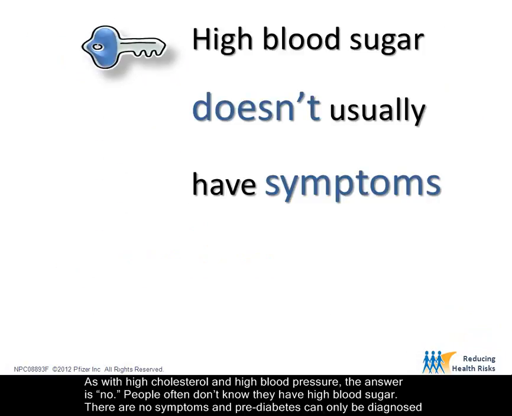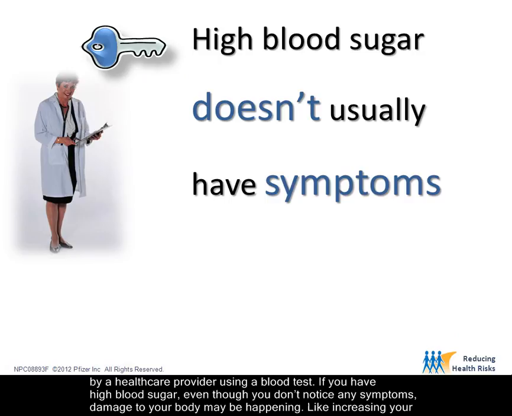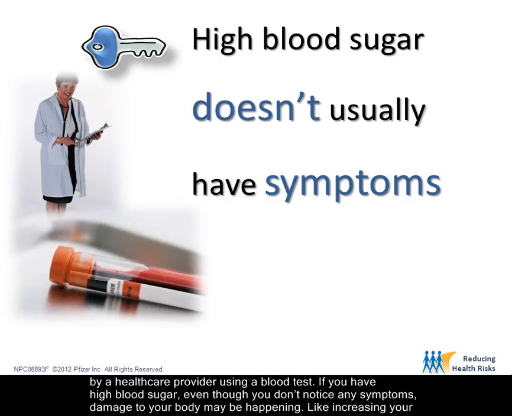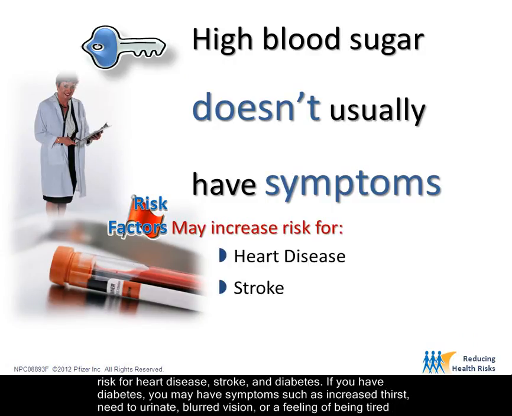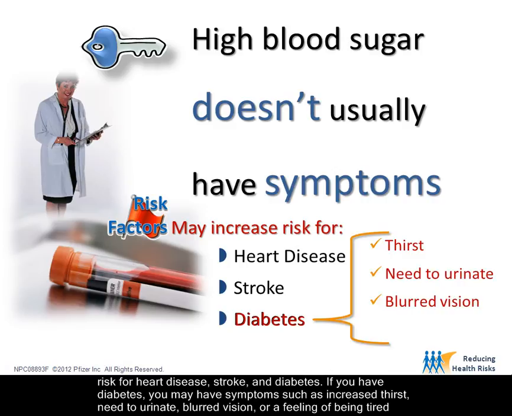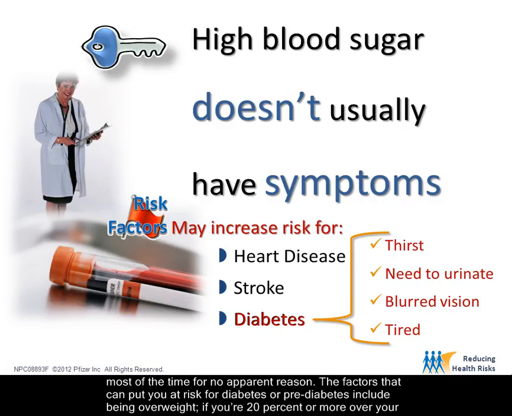People often don't know they have high blood sugar. There are no symptoms, and prediabetes can only be diagnosed by a healthcare provider using a blood test. If you have high blood sugar, even though you don't notice any symptoms, damage to your body may be happening, like increasing your risk for heart disease, stroke, and diabetes. If you have diabetes, you may have symptoms, such as increased thirst, need to urinate, blurred vision, or a feeling of being tired most of the time for no apparent reason.